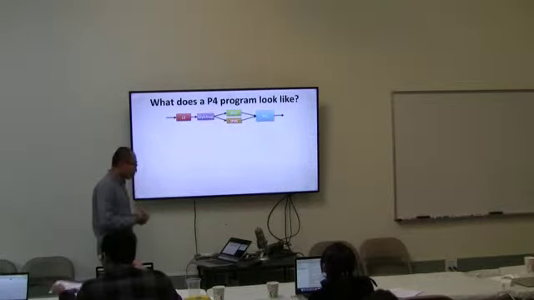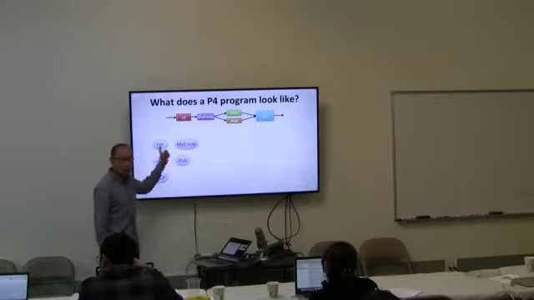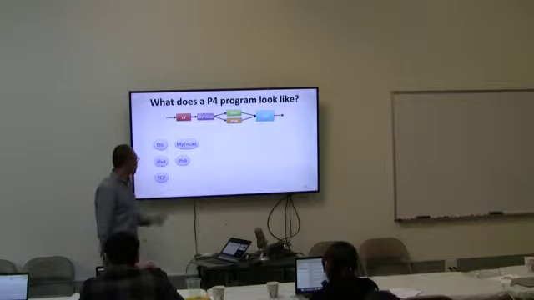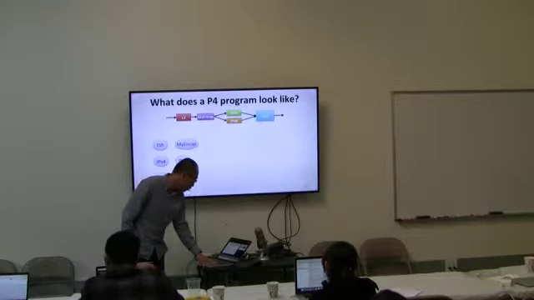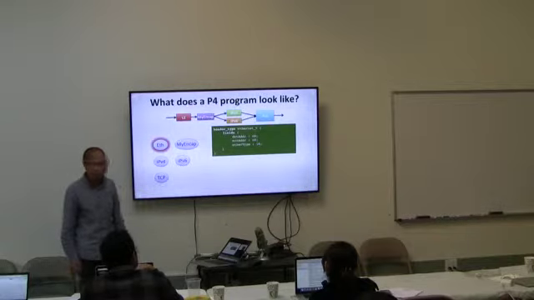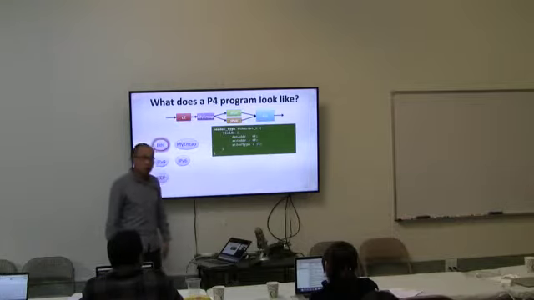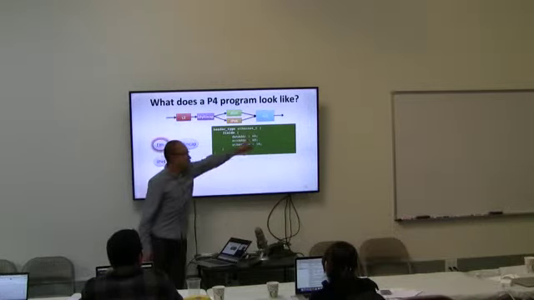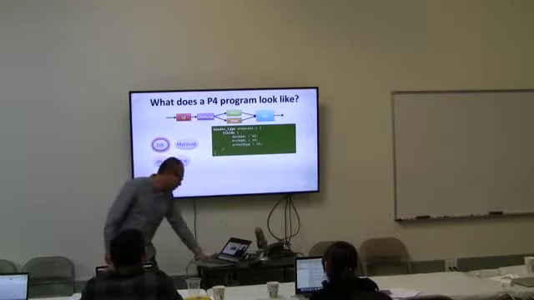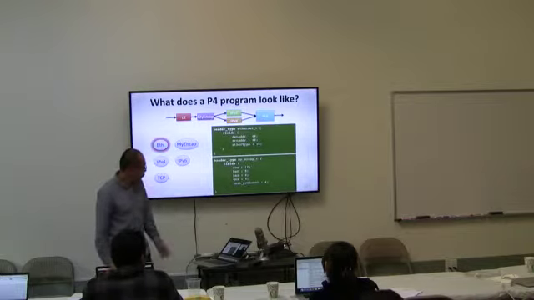So what does a P4 program look like? It's very simple. You just need to identify the actors, meaning the headers. So Ethernet, MPLS, IPv4, IPv6, TCP, UDP, and then the definition is very straightforward. For Ethernet, you give the header type, then all the fields in the header, and then the length of each field in bits. Then, if you want to do your own header, you can define your own header.